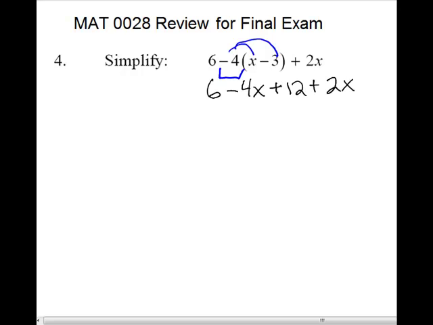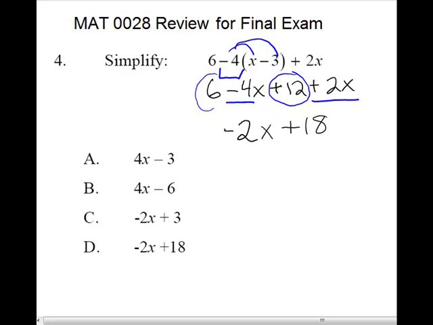And then you're looking for any like terms. So they have to have the same variable to be like terms. X terms can go together. You're working with the coefficients. You have different signs, so you're going to subtract, sign of the larger, keep the variable, and then you will put the constants together, 6 and positive 12. So both positive, so they're going to add and stay positive. So plus 18, negative 2x plus 18. Your choice this time is D.